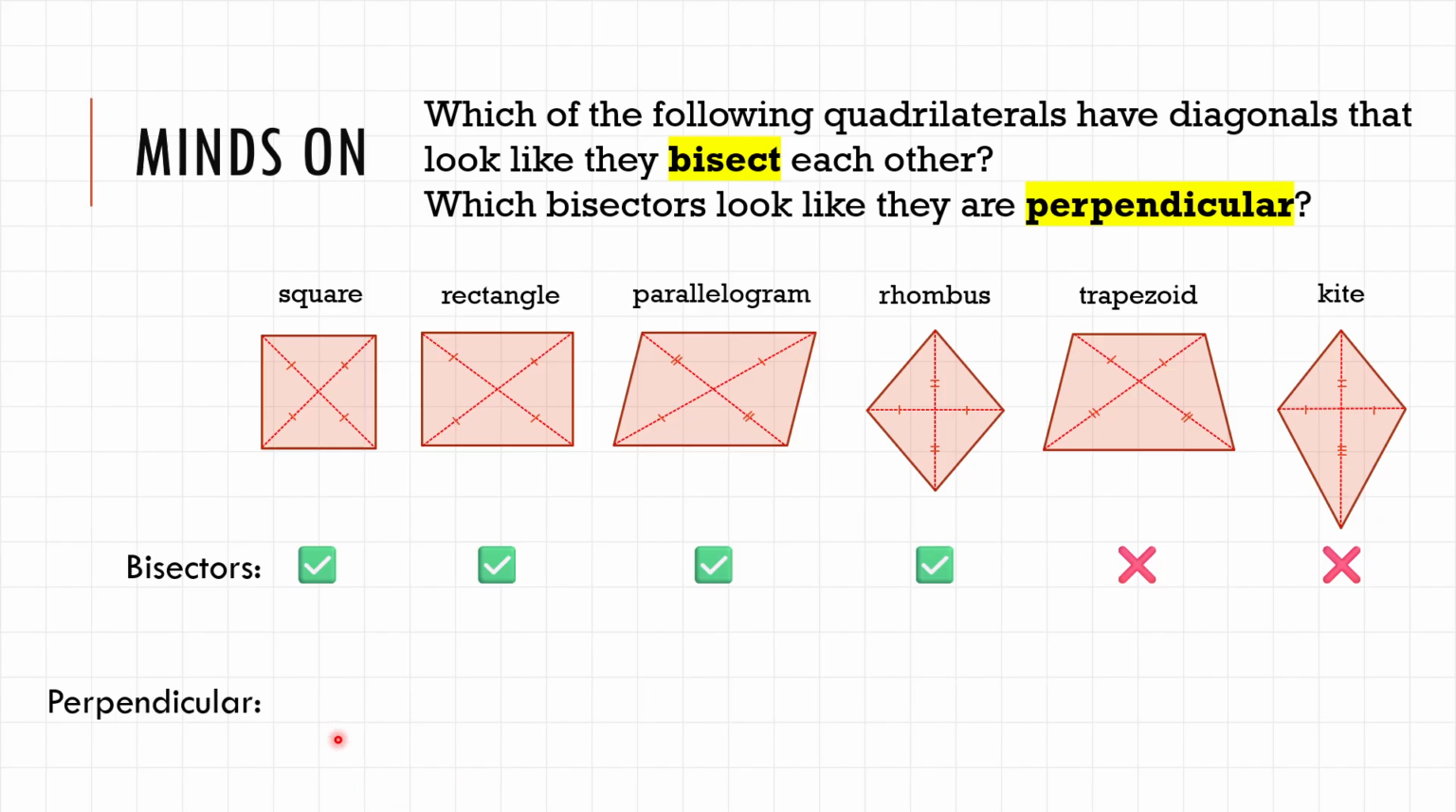Whereas for perpendicularity, we're looking for a right angle. Do these look like they meet at a 90-degree angle? Yep, that is perpendicular. But these look like this angle is a little bit wider than this one, and so I would say this is not perpendicular. Same with the parallelogram. The rhombus we can very clearly see over here meets at a right angle. The trapezoid doesn't, and the kite does. So the only shapes that have diagonals that bisect each other and those bisectors are perpendicular are the square and the rhombus.